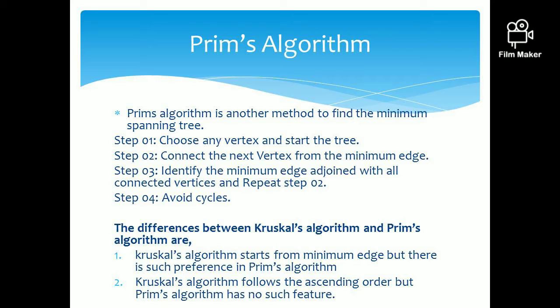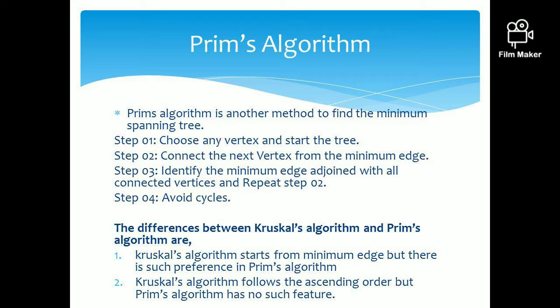Step 3. Now you are connected to more than one vertex, and those vertices are connected with different edges with different weights. Out of those weights, see what the next minimum weighted edge is. Connect that edge. That is step number 3. You have to follow this sequence to identify the minimum spanning tree. Then we come to step 4.